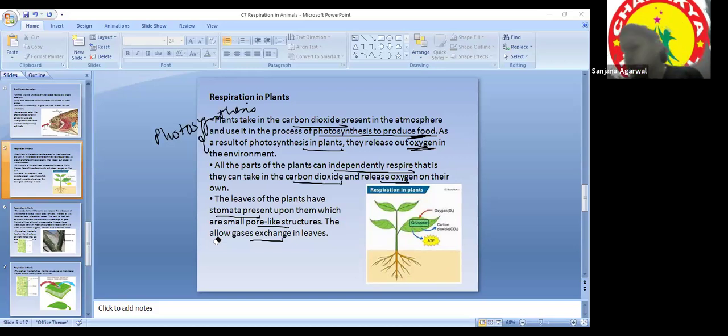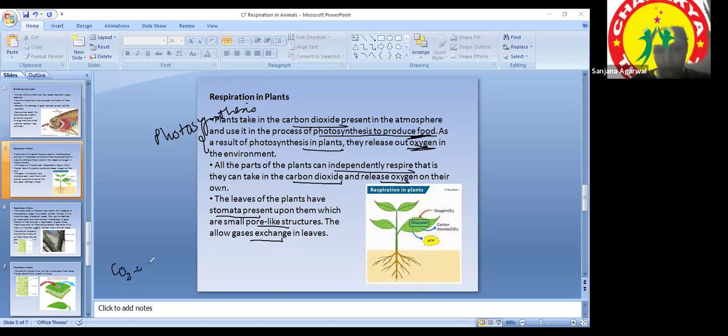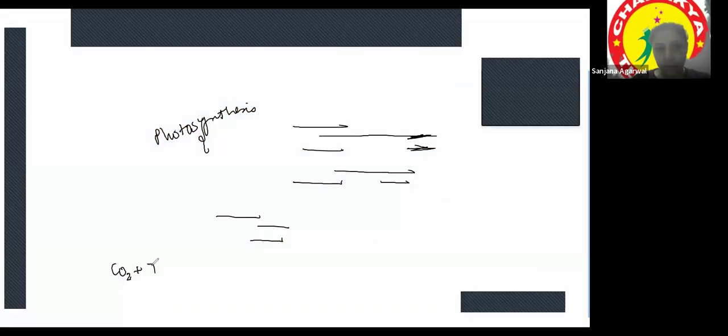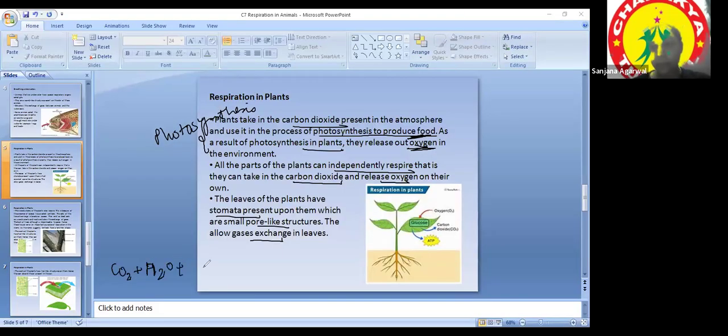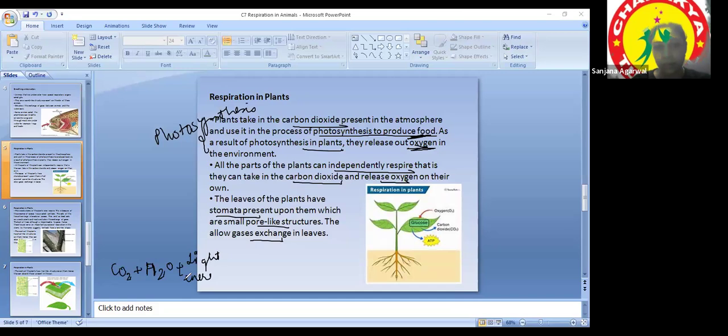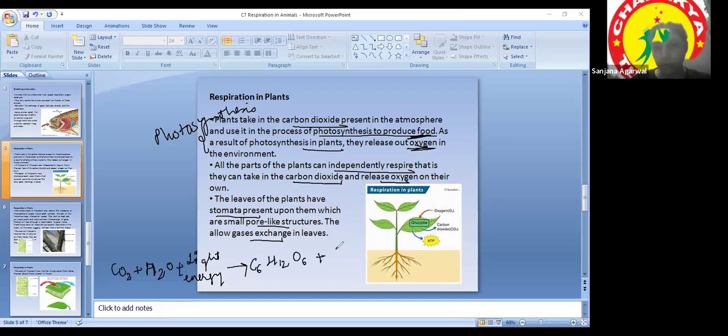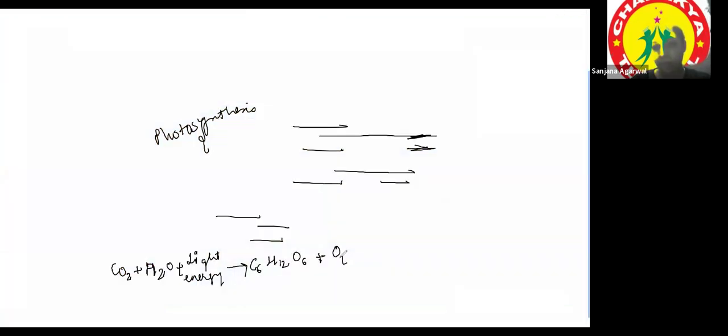I hope you all remember the chemical equation for photosynthesis. Yes, ma'am. CO2 plus H2O will be C6H12O6 plus O2. Okay. Because they take in CO2, they take in water, one of the important things we are missing here. What else do they take in? Ma'am, sunlight. Yes, light energy. CO2 plus H2O in the presence of sunlight and chlorophyll gives C6H12O6 plus O2, glucose plus oxygen. Okay. Yes.